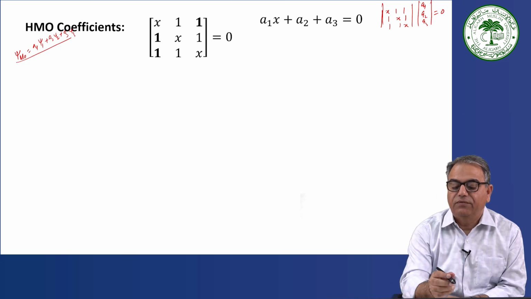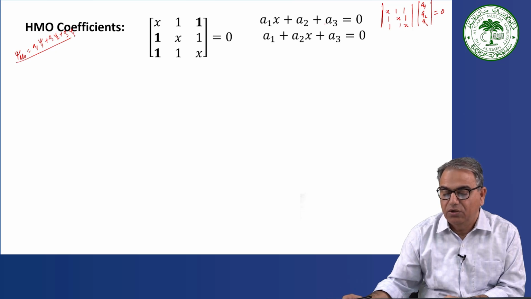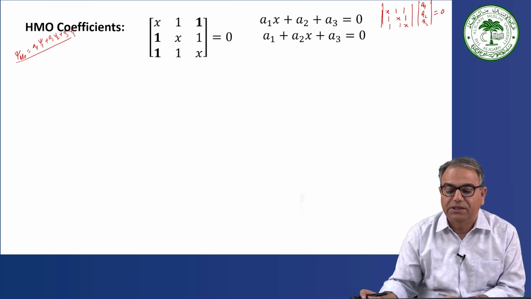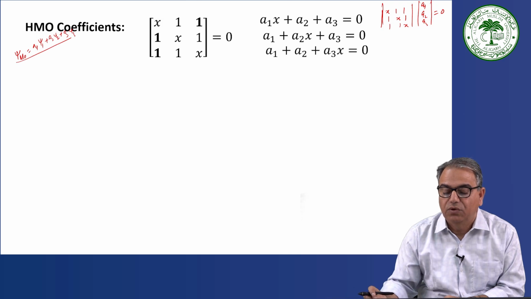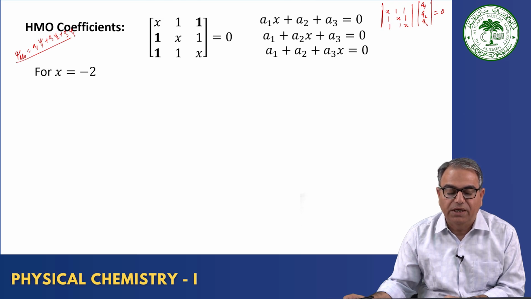So from the first row we can write the equation A1x plus A2 plus A3. From the second row you can write A1 plus A2x plus A3, and from the third row you can write A1 plus A2 plus A3x is equal to 0. From these three equations we have to find the coefficients A1, A2 and A3. The x values we already know: x is equal to -2, +1 and +1. So we first take x is equal to -2.